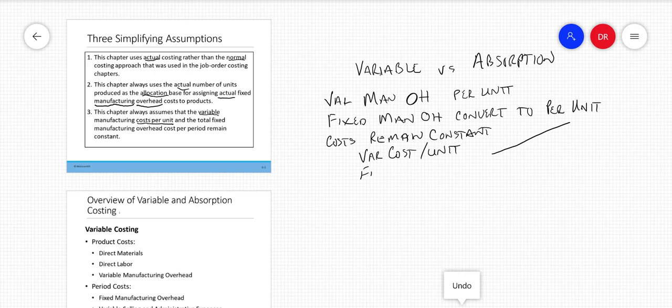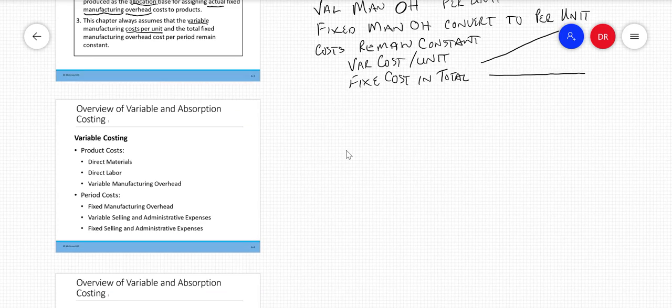The fixed cost in total will remain constant. So when the fixed cost in total is constant, you just basically have this straight line across. Kind of looks like a slope. It's not very good, but you get the idea. It's a straight line. This is a slope going up. The more we produce, the higher the cost. Here it should be more like a flat line because it's never going to change, right? The volume won't change the total cost.